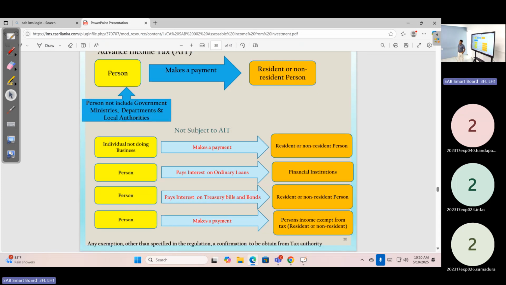If the person makes the payment to an exempt person whose income is exempt, he is not supposed to deduct withholding tax. Right?